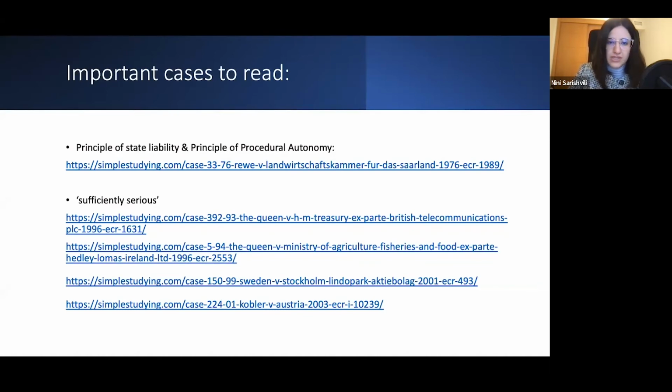Important cases to read are the following. Principles of state liability, principle of procedural autonomy. It's important that you read the case of Roux. Sufficiently serious: Queen versus Treasury ex parte British Telecommunications is an important case that you read, and you will receive the slides after the session, and you will be able to have a look at all these cases on our website.